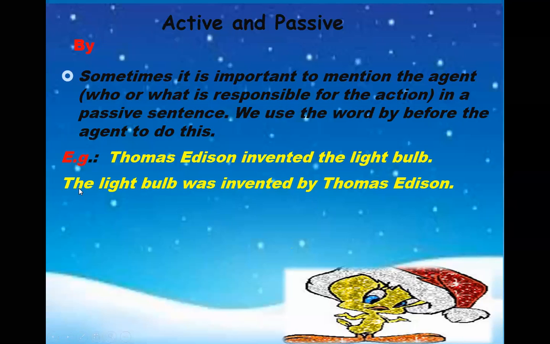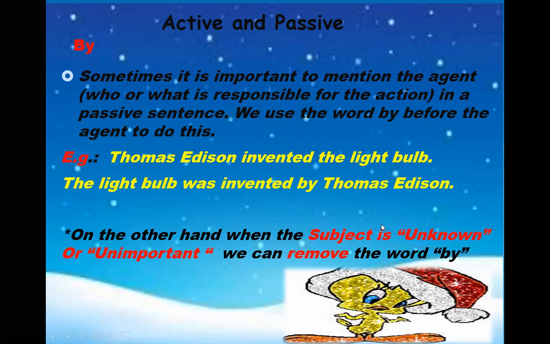Okay, so if I say the light bulb was invented, by whom? So it's important to say the person or the agent who did the action. On the other hand, when the subject is unknown or unimportant, we can remove the word "by". For example, BMW cars are made in Germany. It's not important to mention the one who did this because it's known. So if the agent is important to know, and the sentence will not be clear without the subject, we say it at the end of the sentence by using "by".